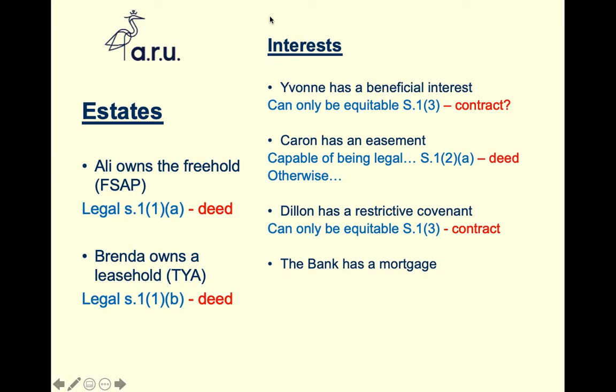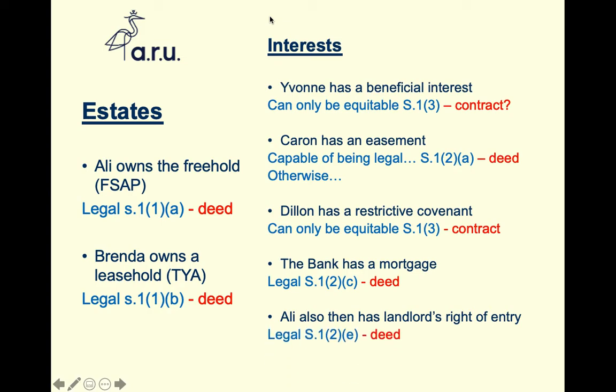The bank having a mortgage, again knowing that any legal estate or interest, in order to remain so or to become so, has to be created through a deed. And then finally, even Ali's landlord's right of entry as a legally enforceable interest, it should have been protected by deed. So that's the document that we would require as landlords as evidence that that estate or interest is validly protected.